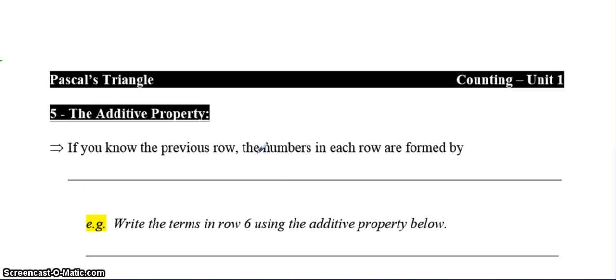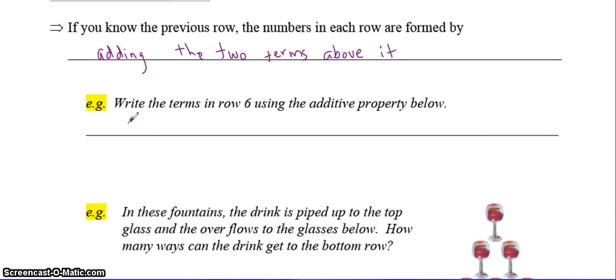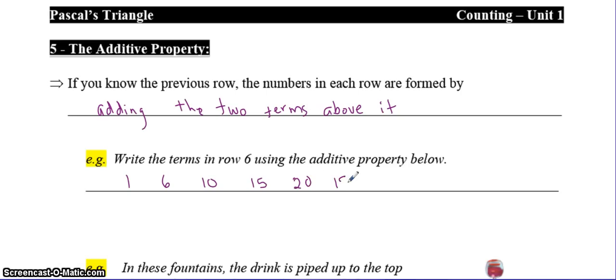So if you know the previous row, the numbers in each row are formed by adding the two terms above it. So row 6 we found was 1, 6, 15, 20, 15, 6, 1.